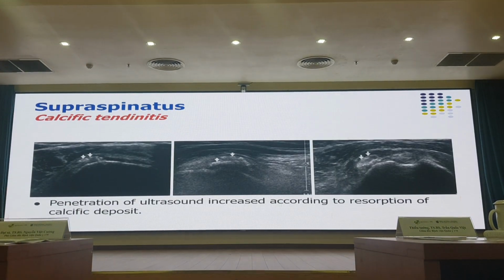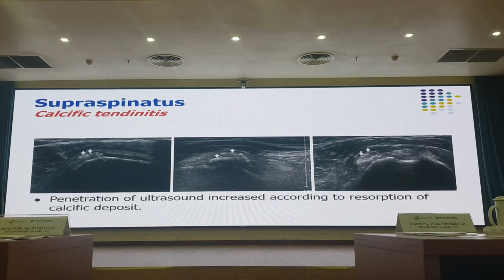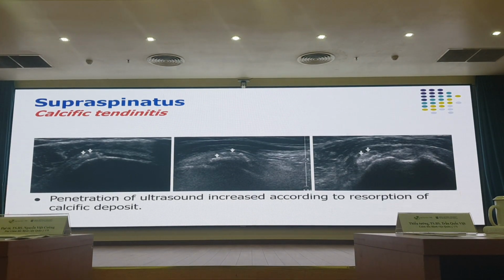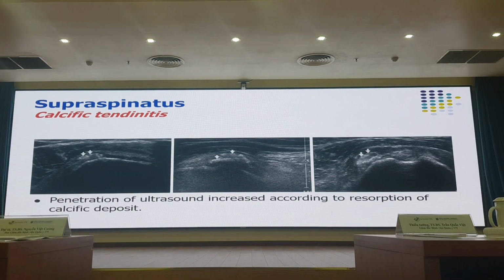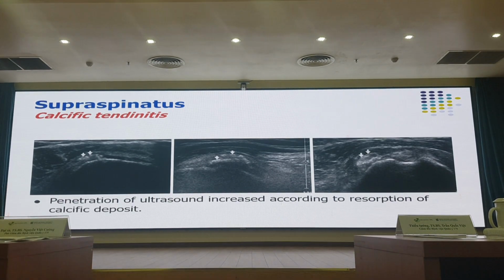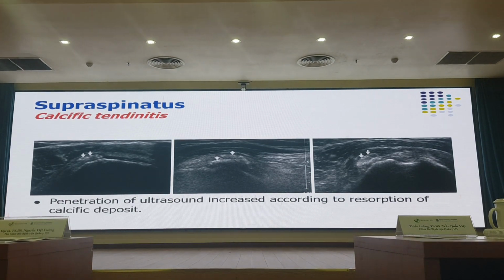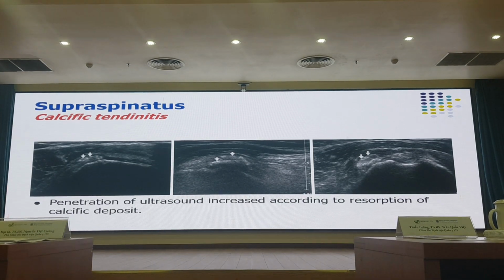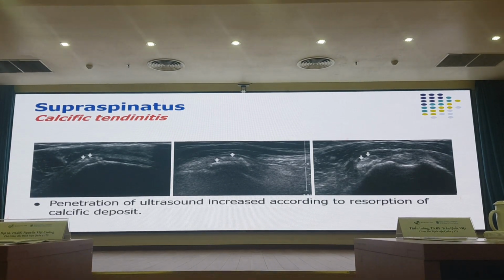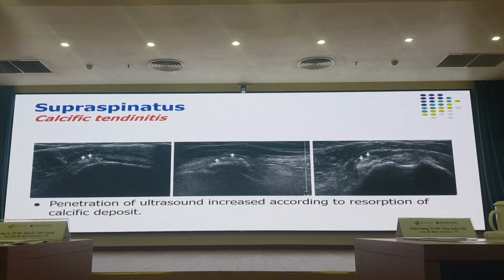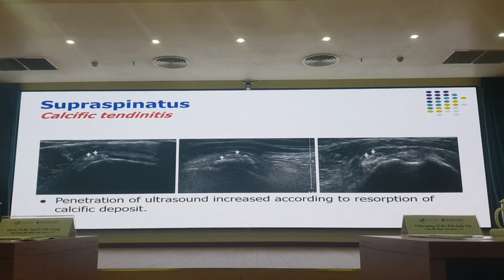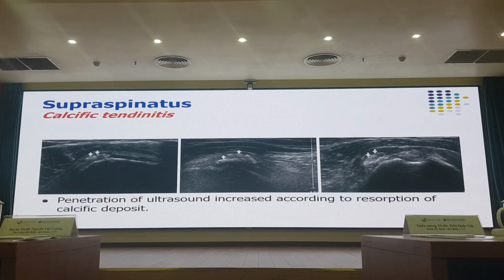But as the calcific deposit degrades with time progression, you can see that the ultrasound could penetrate the hard tissue, which cannot be seen in the early stage. Because there are several types of calcific tendinitis findings on the ultrasound, I always recheck the X-ray and other clinical symptoms to diagnose the calcific tendinitis.